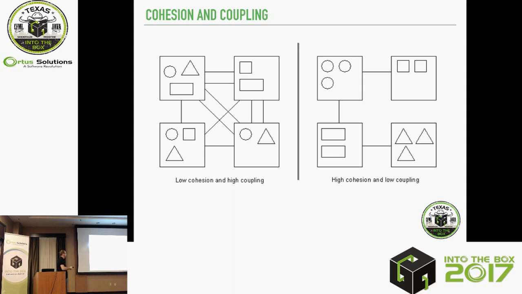On the right side, we have high cohesion and low coupling. You see how the circles are grouped together, the squares are grouped together, the triangles are grouped together.